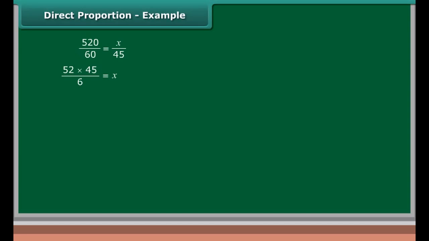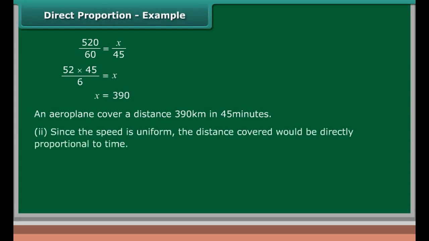Example. An airplane is flying at a uniform speed of 520 km per hour. How far will it travel in 45 minutes? Also find the time required to cover a distance of 500 kilometers. Solution. Let the distance travelled in kilometers in 45 minutes be x and the time taken in minutes to cover 500 kilometers be y. Since the speed is uniform, the distance covered would be directly proportional to time.